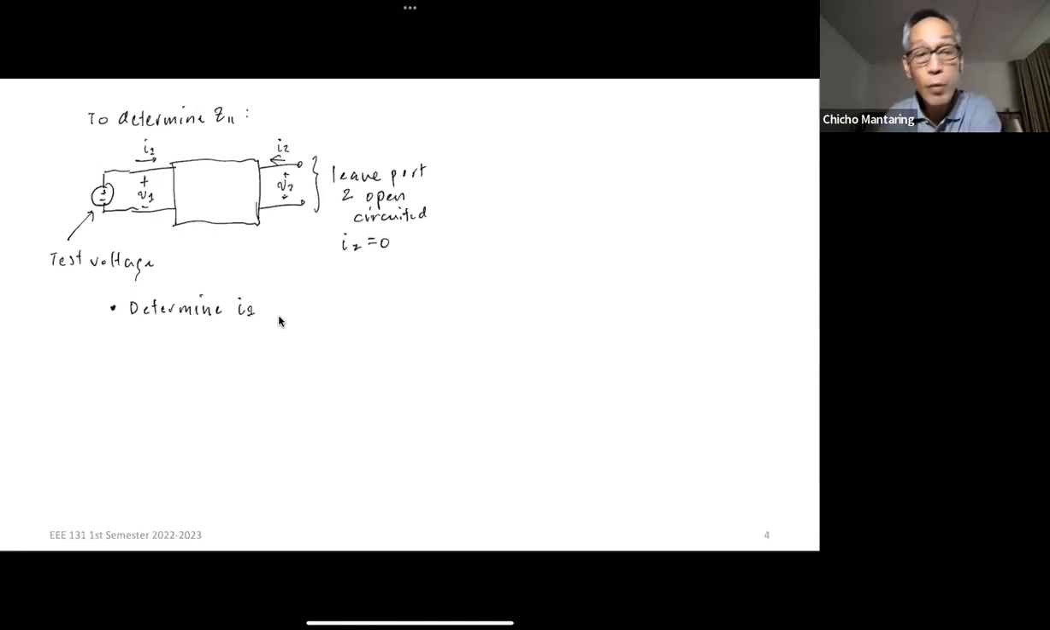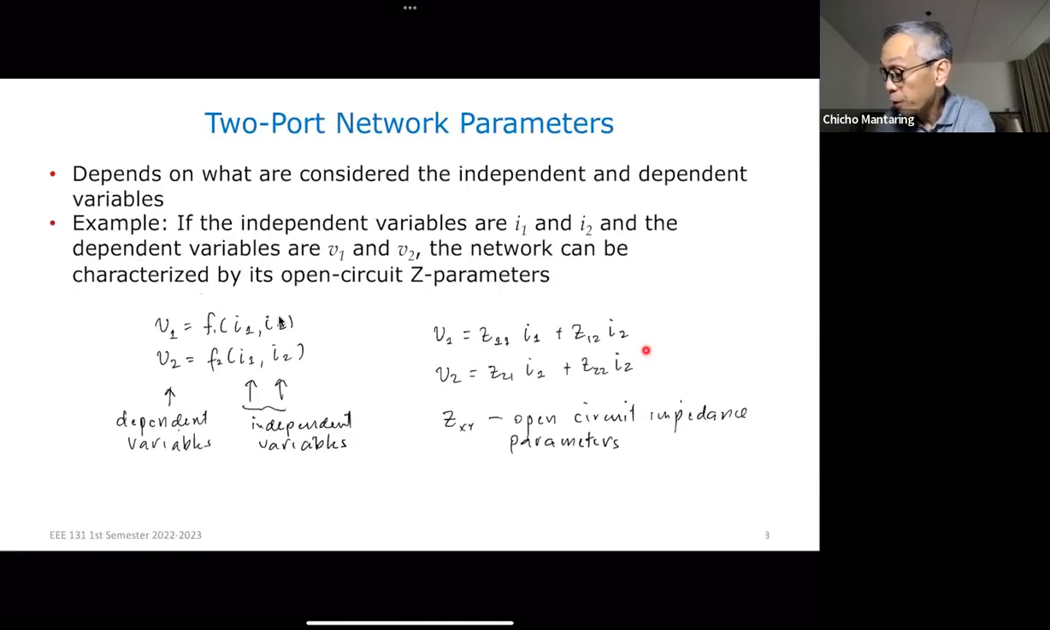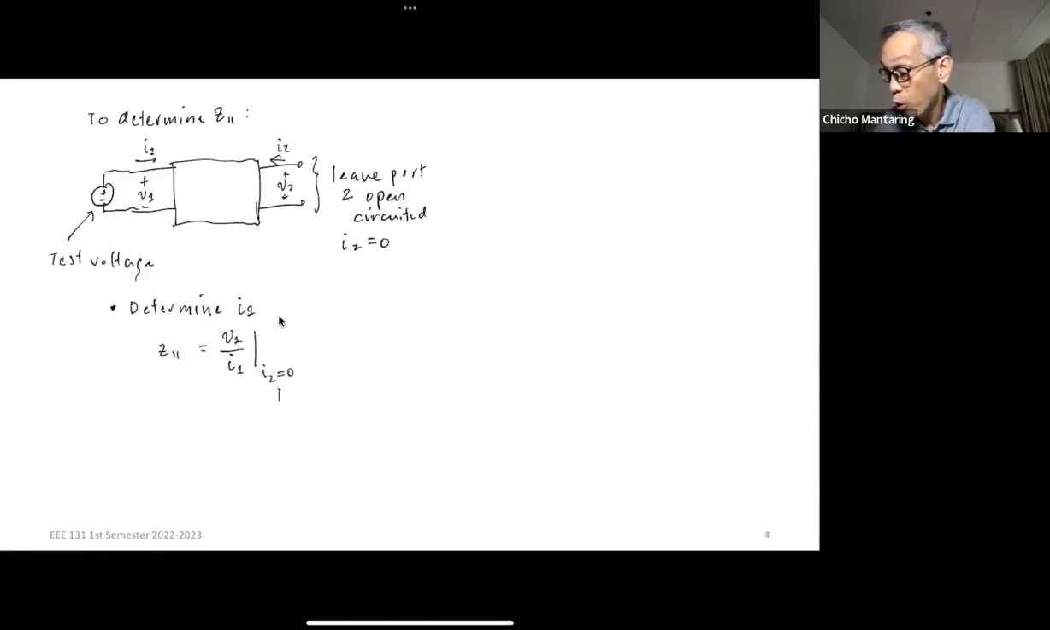Okay? And Z11 will just be equal to V1 over I1. No? We say this is evaluated at I2 equal to 0. Because note that if I2 is equal to 0, this term will be equal to 0. And therefore, Z11 is just V1 divided by I1. So this is your open circuit port 2.